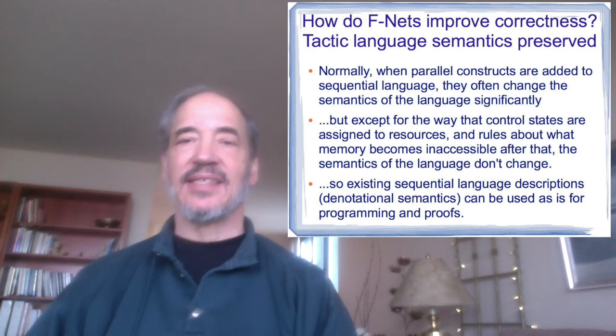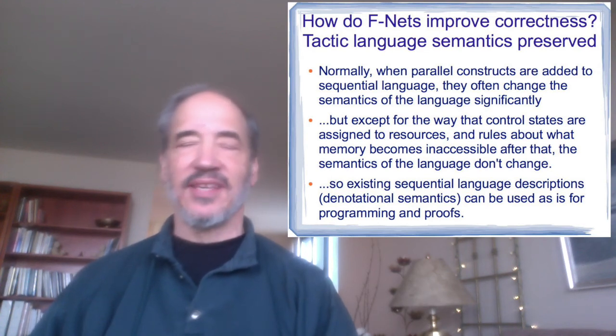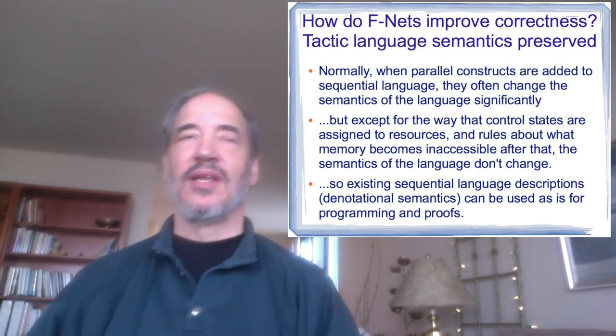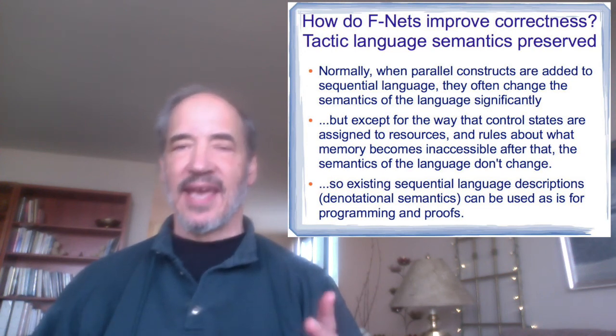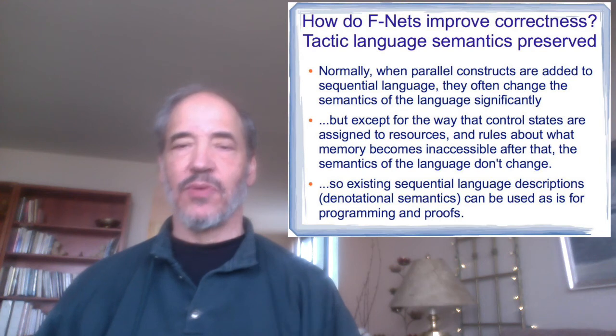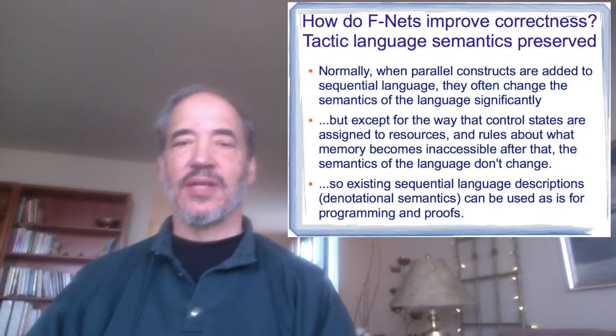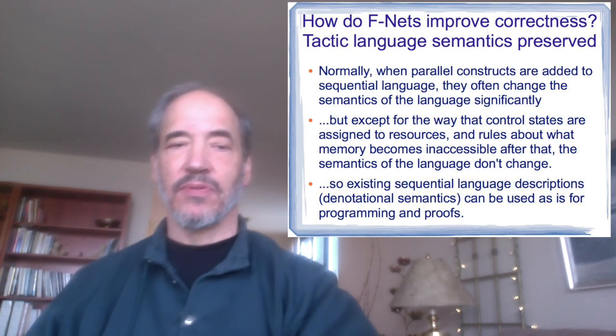But in FNets, it preserves all that. Nothing's going to change out from under you. Nothing's going to block you as you're executing. You can rely on your sequential language semantics when you are reasoning about how each tactic works. So existing sequential language descriptions or denotational semantics can be used as is for programming and proofs.